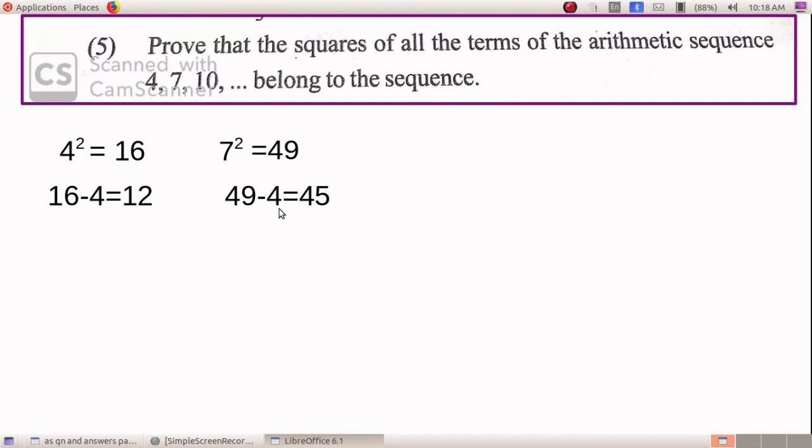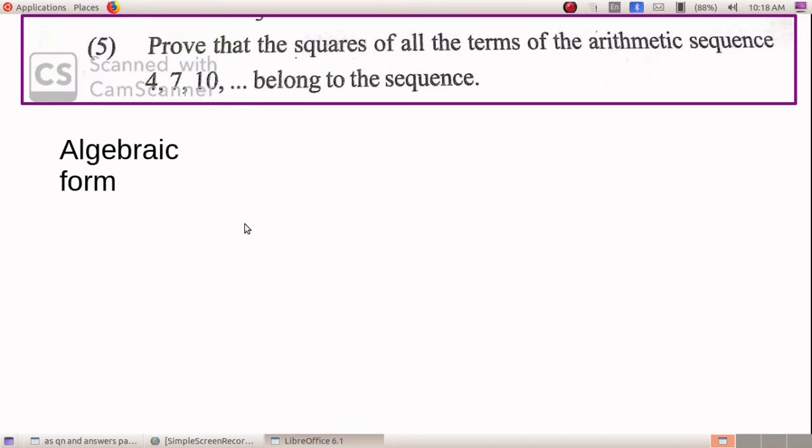And so here we have to find the algebraic form, the nth term, of this arithmetic sequence. Okay, let us go to its algebraic form. The algebraic form is dn plus a minus d, or a plus n minus 1 into d, in any way. Let us take it as dn plus a minus d.